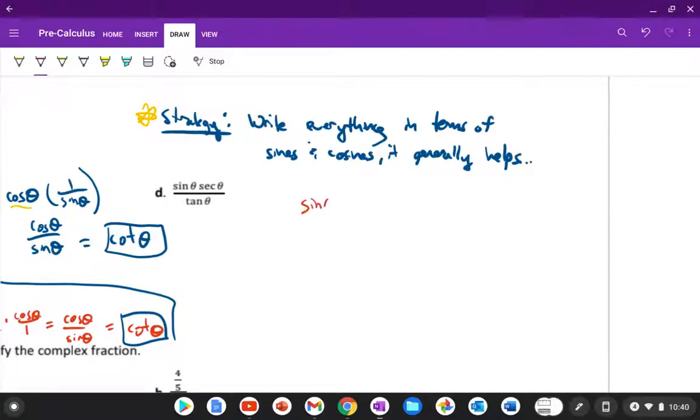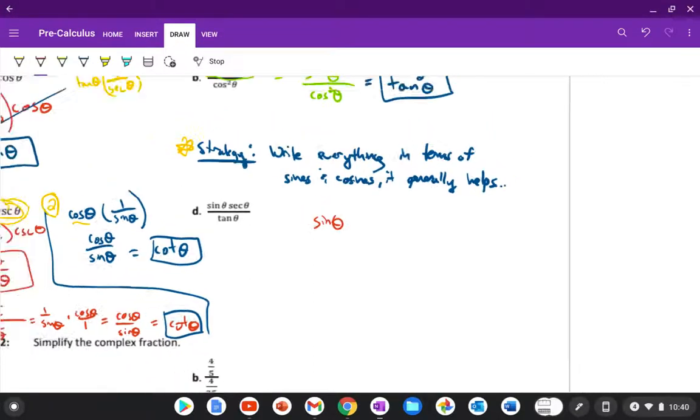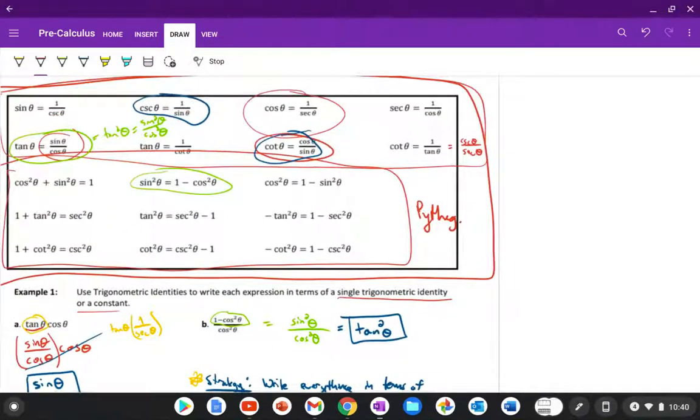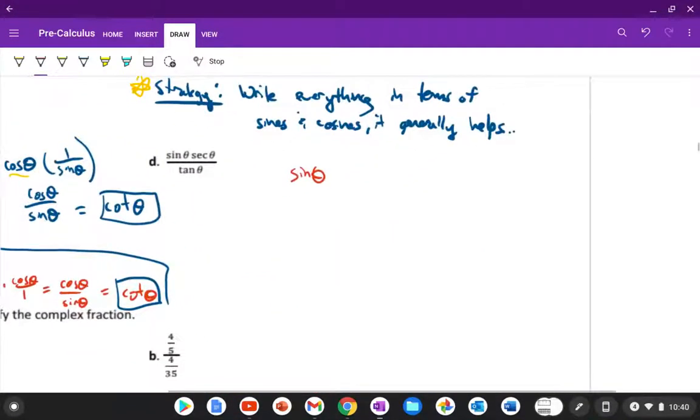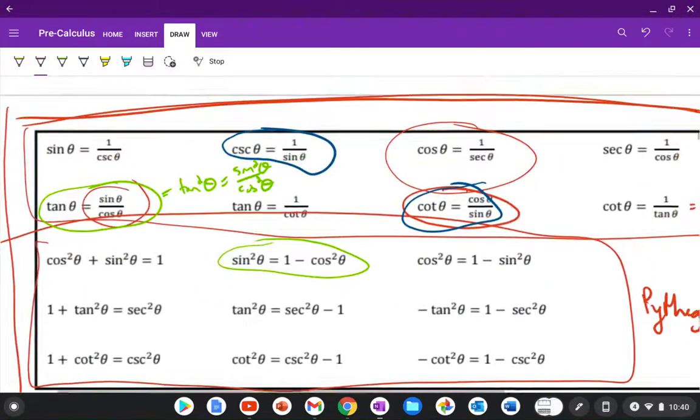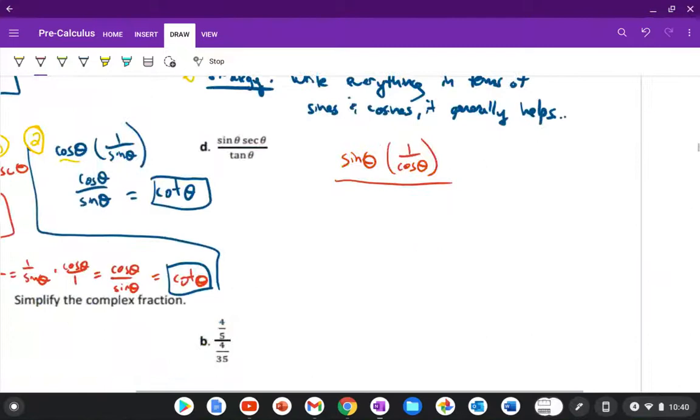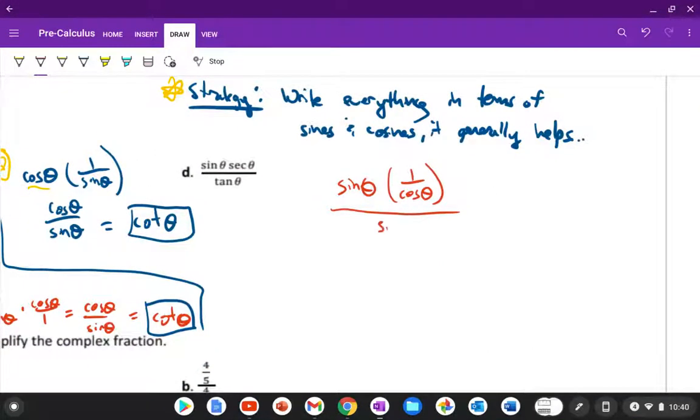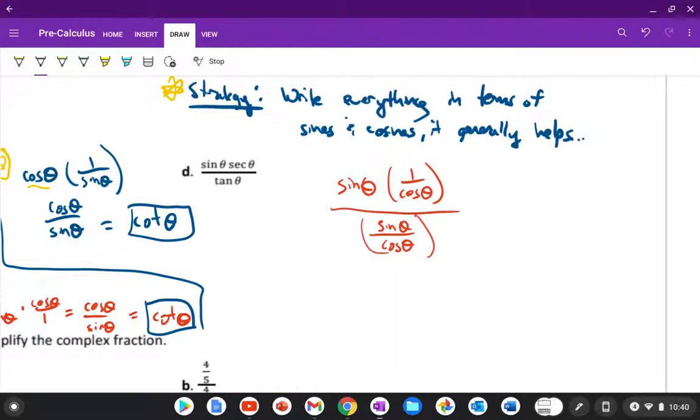So sine of theta, I'm just going to keep as sine of theta. Secant of theta, well, if you have trouble with that one, secant is 1 over cosine. So I'm going to go ahead and change that to 1 over cosine. Tangent I could leave as is, but I'm going to take the strategy and change tangent to sine over cosine, because that's what tangent is, right? Tangent is sine over cosine. So I'm going to go ahead and make that substitution as well. It might look like we're making things more complicated, but in the end, this is going to help us. All right, so you can see my 2 substitutions there.